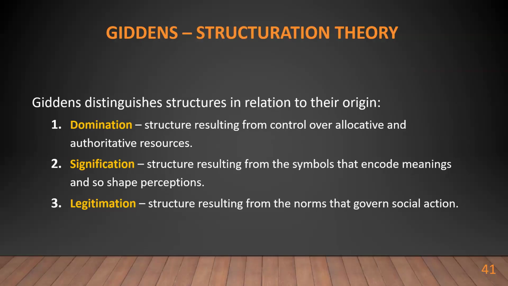And then finally, legitimation, structure resulting from the norms that govern social action. And this comes from Latin word legius, which is law. So it is something to talk about jurisdiction, while signification comes from sign, that is language and symbolics, power, and so on and so on.